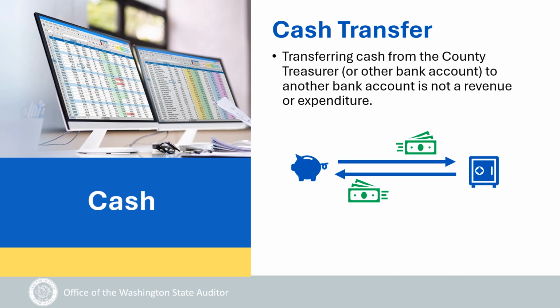The transfer of cash between accounts is not a revenue or an expenditure. This is because no asset actually left the government. It only left one account to live in another. See the journal entry presented here, a debit to cash and a credit to cash.